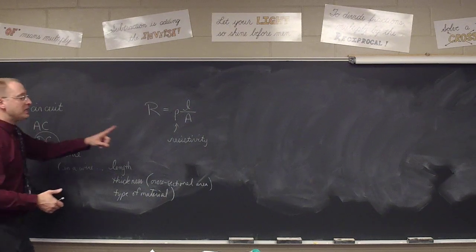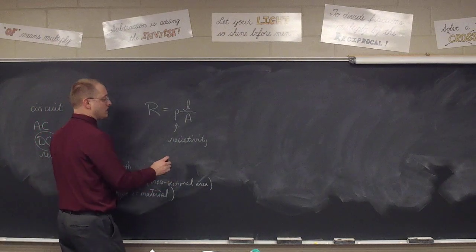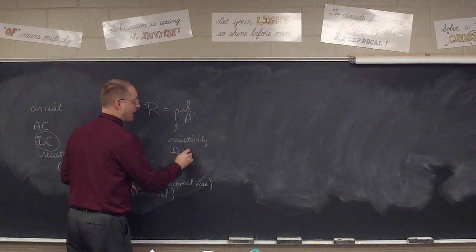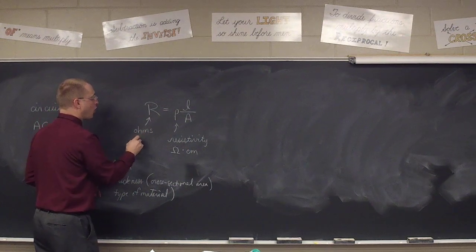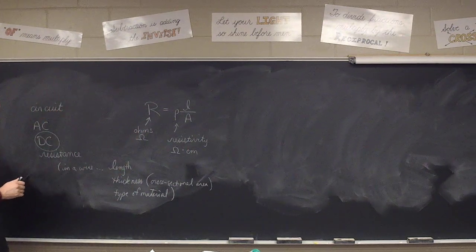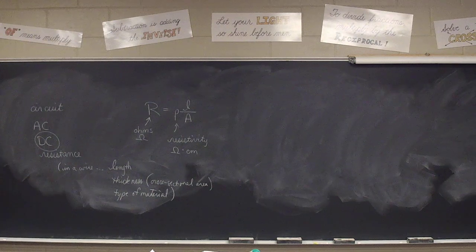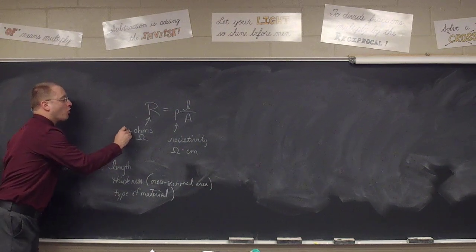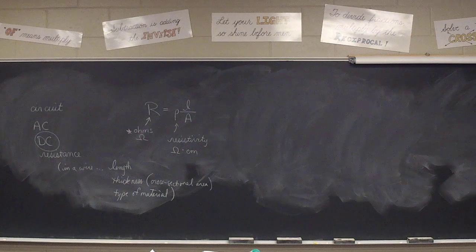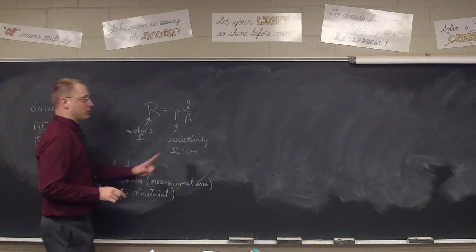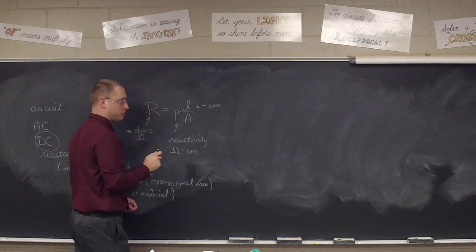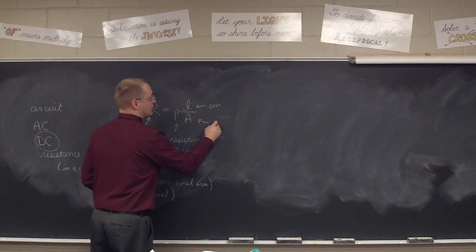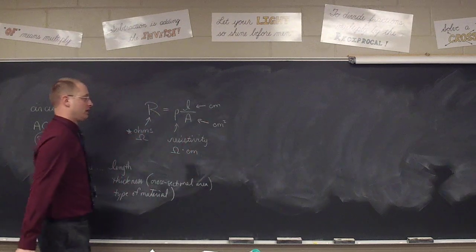All right, so resistivity is going to be measured in these units, ohms times centimeters, because resistance is measured in ohms, represented by the Greek letter omega. You do need to know that, by the way. Put a star next to that. Ohms is our SI unit for resistance. Resistivity is going to be ohms times centimeters because we're going to measure the length of our circuits in centimeters for this class, and cross-sectional area will be in square centimeters.